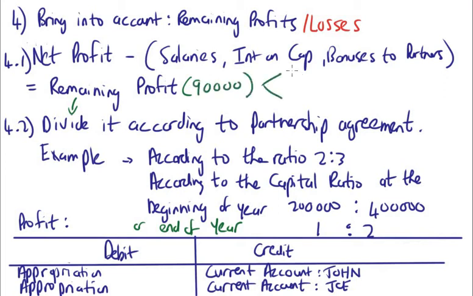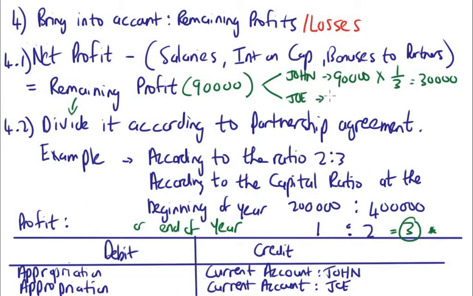It basically means that John would get 90,000 multiplied by 1/3. Remember, you've got to add that up. It gives you 3 over there. Okay, so that's very important. You've got to add it up. So John would basically get 30,000 of the remaining profit.